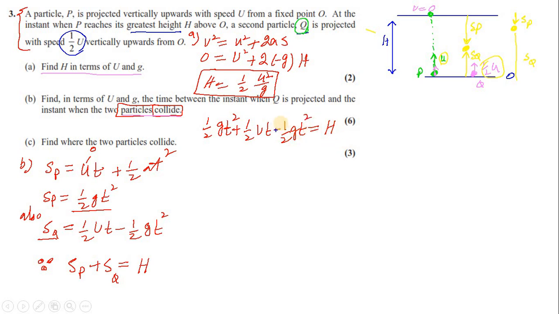And now half of GT squared is gone. That means you can make T the subject. So half of UT is equal to H. And then T is equal to what? T is equal to 2H upon U.